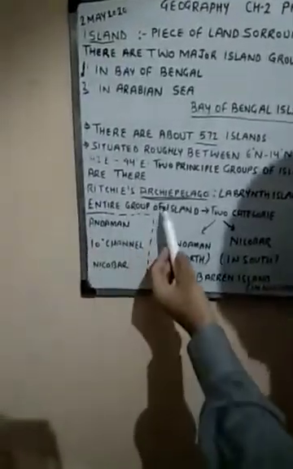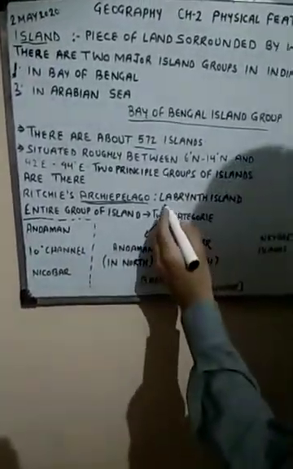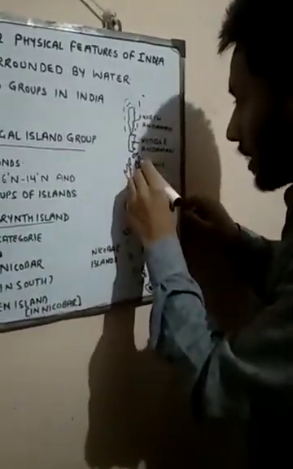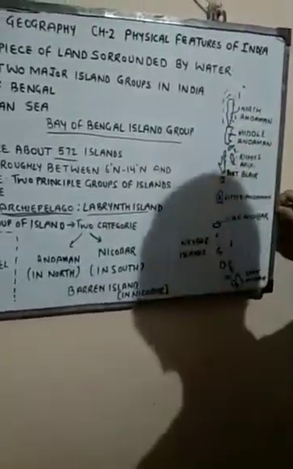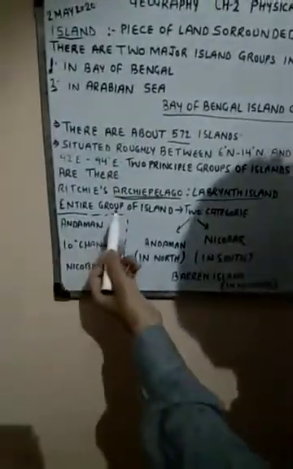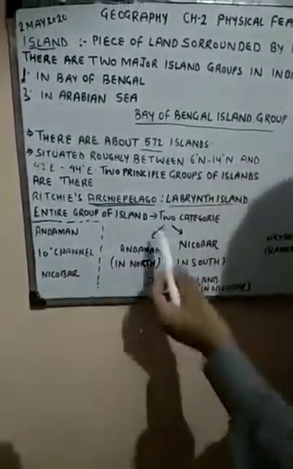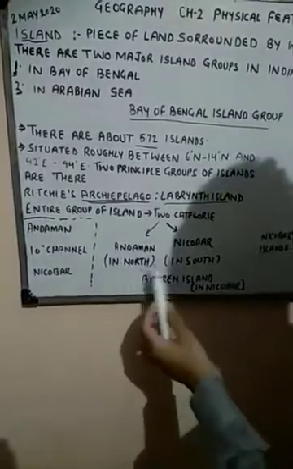Ritchie's Archipelago, which lies in the Labyrinth Islands. These all are islands, and they are known by the name Labyrinth Islands. Next, the entire group of islands is divided into two categories. First is Andaman and the second is Nicobar.